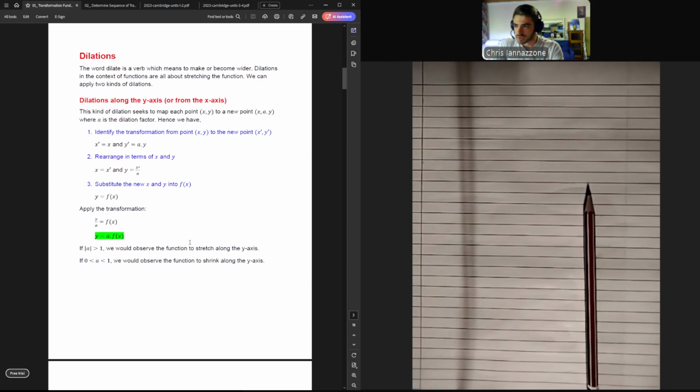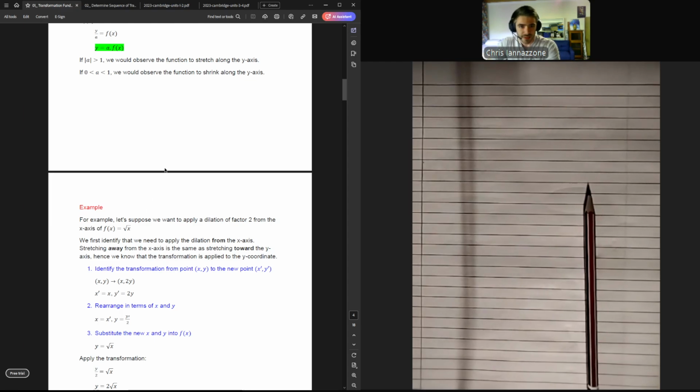So the first type of transformation we're going to look at here is this idea of the dilation. Dilations are all about stretching. In fact, it's literally an English language verb. It is to make or become wider. If you think about the way that you can stretch a function, you can do it in two different directions. You can stretch either along the y-axis, or you could stretch along the x-axis, right?